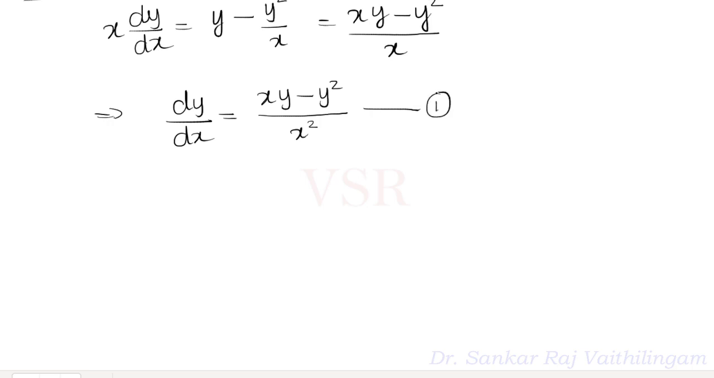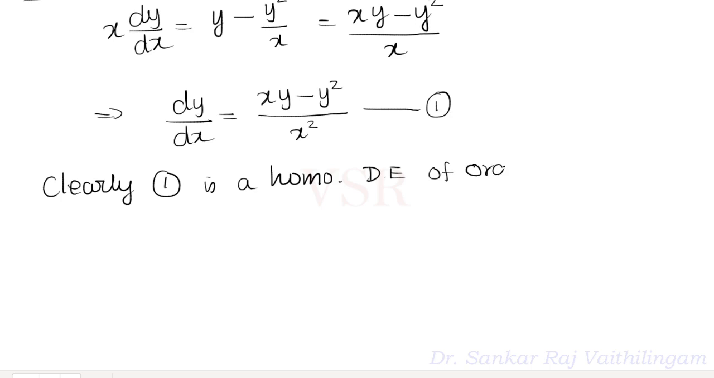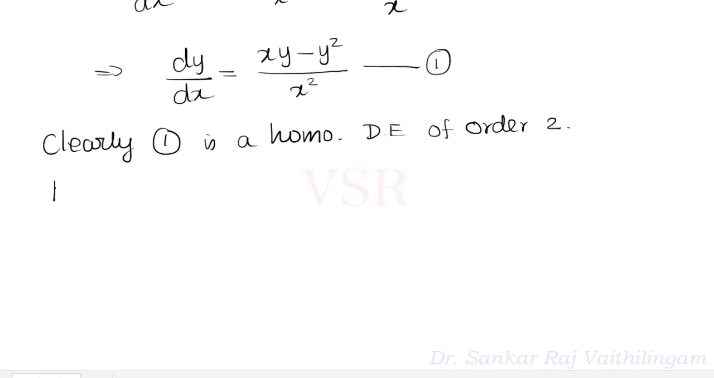So clearly 1 is a homogeneous differential equation of order வந்து என்னது 2. ஓகே, அப்போ இப்போ ஸ்ட்ரைட்டாக நான் ப்ராப்ளத்துக்கே போயிடுவேன். So put y which is equal to v times x. அப்போ v plus x dv by dx which is equal to dy by dx.